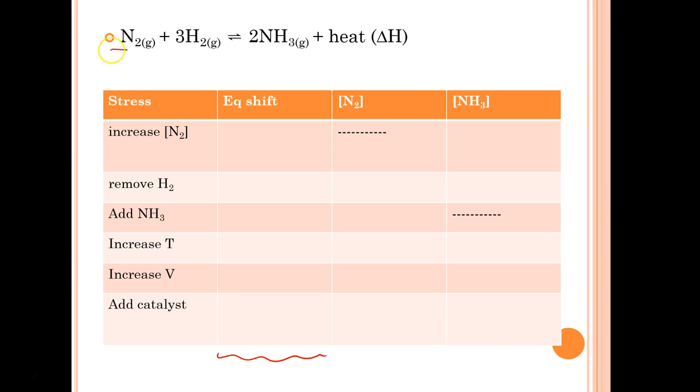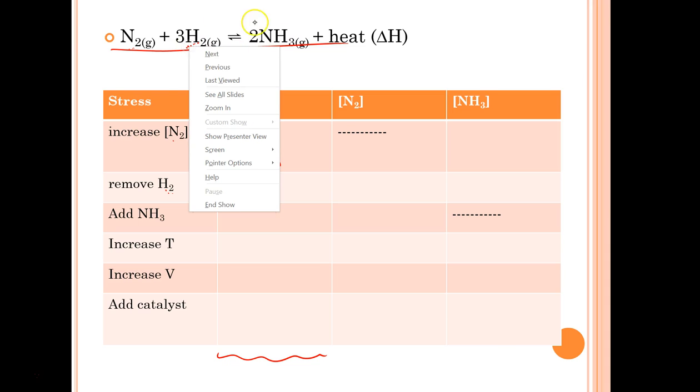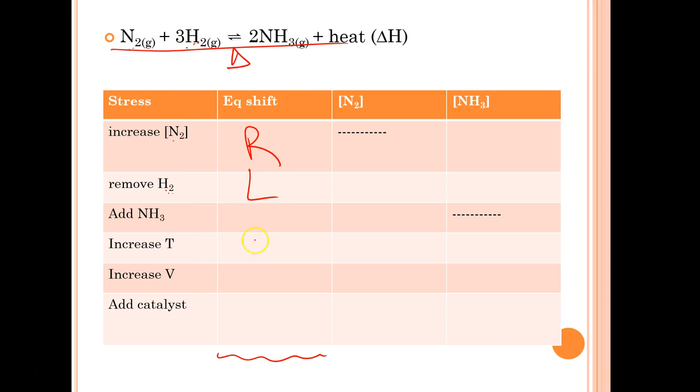So I have my balance. Increasing nitrogen makes that side too heavy, so it's going to shift to the right. If I take away the hydrogen, this side gets too light. To rebalance, it's going to shift left. If I add NH3, the NH3 side gets too heavy, it's going to shift left. If I increase temperature, the heat is on this side, it gets too heavy, it's going to shift left.